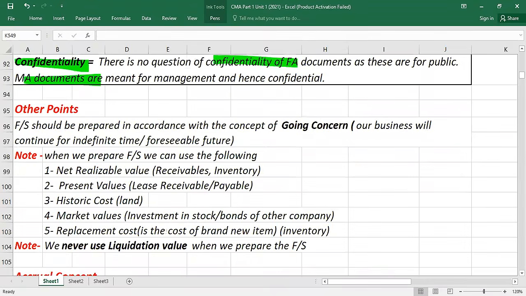Clear, guys? Okay, so now I'm going to tell you what other points. This list you need to memorize, please. Okay, what's the list, guys?